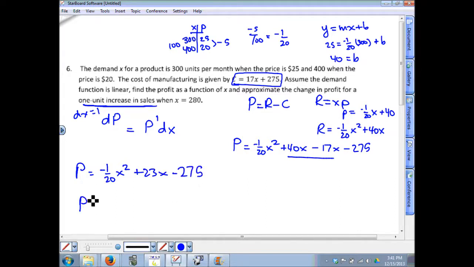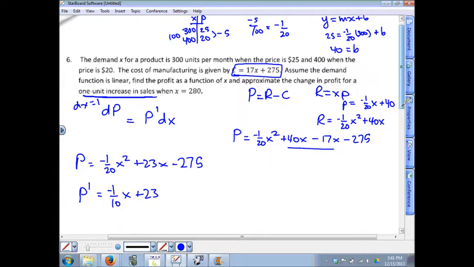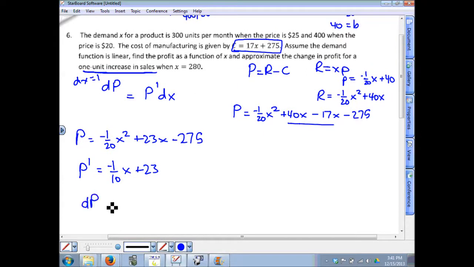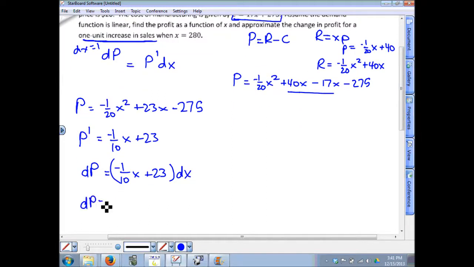minus 275. Now the derivative is, if we drop down this 2 in front, it becomes negative 2/20th, which is negative 1/10 x plus 23. So then the change in P is equal to negative 1/10 x plus 23 times dx. Now, that means dP is equal to negative 1/10 times the x value of 200.